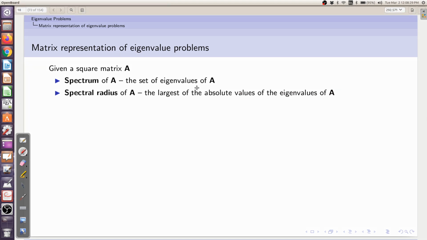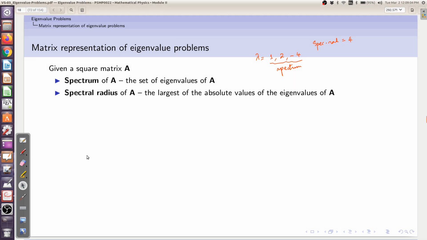So let's say we have the eigenvalues equal to 1, 2, minus 4. So this set will be the spectrum, and the spectral radius, what will it be? It will be the largest of the absolute values. The absolute value of 1 is 1. Absolute value of 2 is 2. Absolute value of minus 4 is plus 4. So the largest of the absolute values will be the spectral radius.